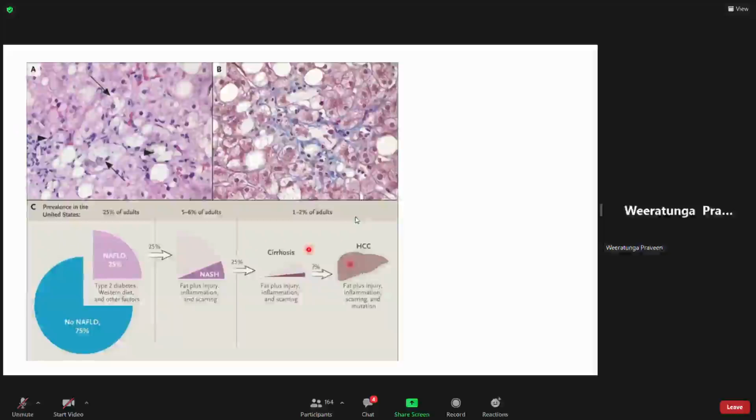Okay. Right. Now we move on to NASH, non-alcoholic steatohepatitis. Okay. Now in non-alcoholic steatohepatitis, again, there is no alcohol intake, but there is fat deposition. Now here, there are two slight differences. Here, the fat deposition is slightly lower or smaller than in alcohol, right?